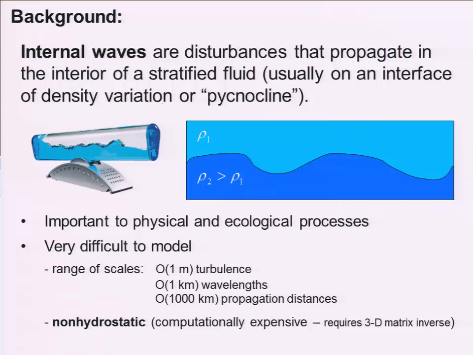Internal waves are very important to physical and biological processes such as upwelling and nutrient transport on the continental shelves. They're also very difficult to model because we have a range of scales, with turbulence on the order of millimeters and meters. These waves can have wavelengths on the order of kilometers, and they can propagate across entire ocean basins on the order of thousands of kilometers. Internal waves are also computationally expensive because they require non-hydrostatic models to resolve the dispersive properties of these waves. And this usually requires a 3D pressure Poisson solve.